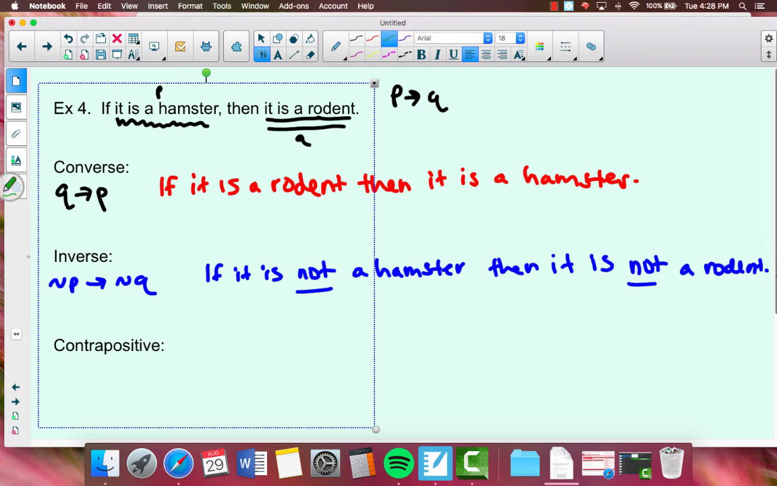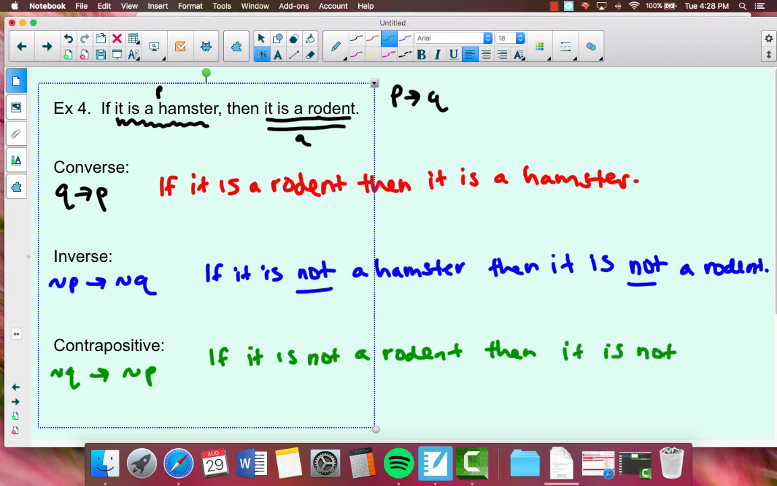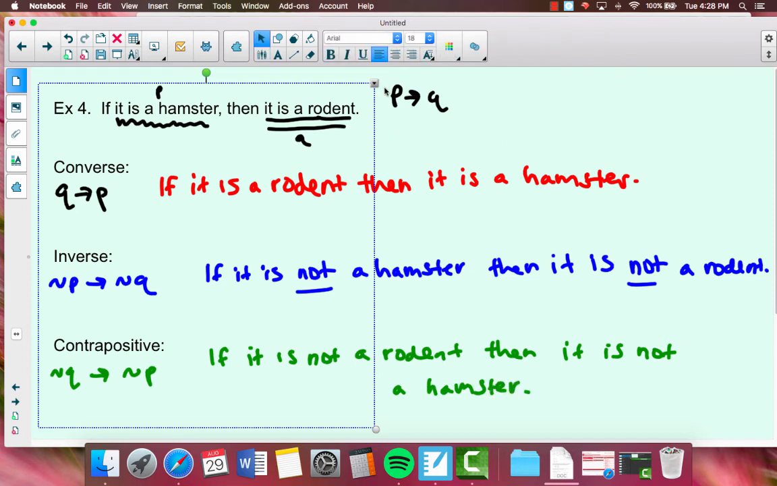Okay. And then the last one, what's called the contrapositive, this is where I flip it and negate it. So it would be not Q implies not P. So not only am I going to flip the original hypothesis and conclusion, but I'm also going to have the word not throughout. So I would say, if it is not a rodent, okay, so that was my original conclusion, now it comes first. Then I would say, then it is not a hamster. And I'd be done. So notice there are 3 different variations of an original sentence.